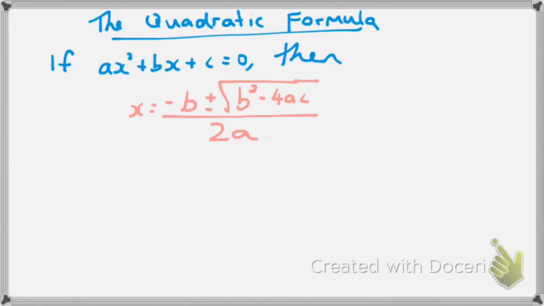So if you've got a quadratic, ax squared plus bx plus c, which is what we call a quadratic in general form, and it equals 0, so it's an equation, then the solutions to the equation are this, always works, okay? Negative b plus or minus the square root of b squared minus 4ac all over 2a.